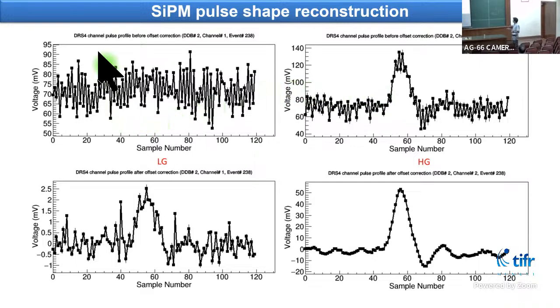So this is the pulse shape which we obtain. This is without applying offset correction. Here we can see this 2.5 millivolt pulse is not visible, and this is after corrections. Same for the high gain version, we can see.